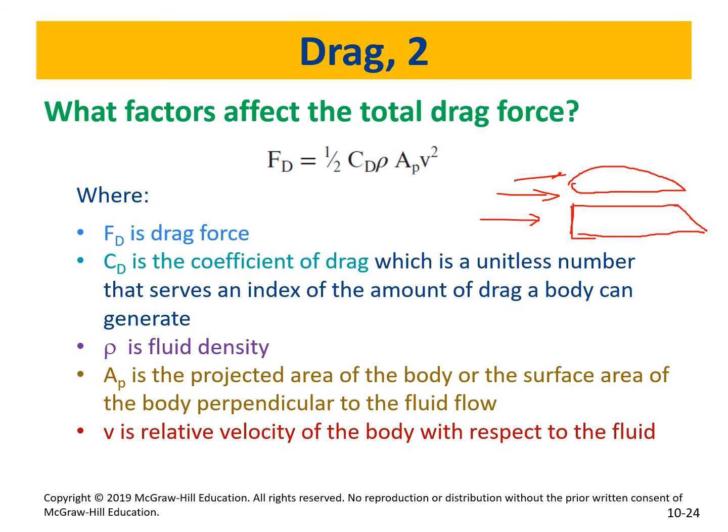And now V is the relative velocity of the body with respect to the fluid. It's very important. It's the relative velocity of the body with respect to the fluid. So it's the velocity of the body minus the velocity of the fluid. Does that make sense? You have to understand where the positive and negative is. So the velocity of the body minus the velocity of the fluid, that's your relative velocity that you add into the drag force.